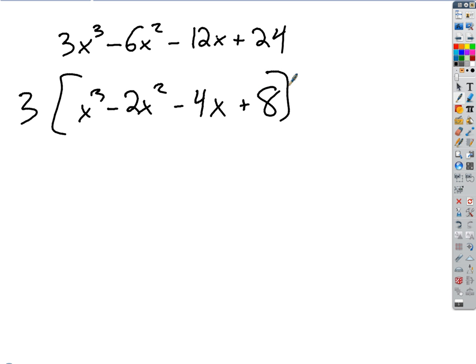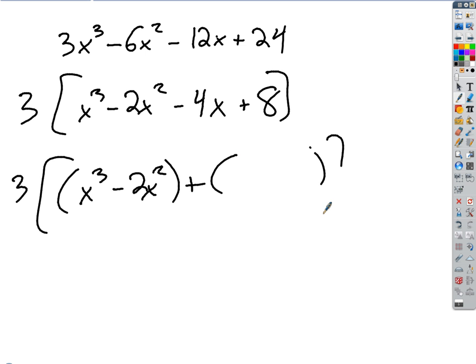Okay, so that helped a little bit. That counts as factoring. We factored out this little itsy-bitsy constant factor, 3, but it did make the other part simpler. But we're still stuck with 4 terms in the other part, aren't we? Our strategy for 4 terms is grouping. So we have to take those 4 terms and group them into 2 groups of 2. So it's going to look like 3 times, first group is just the first 2 terms, x cubed minus 2x squared, plus the second group, which is a negative 4x plus 8. Okay?